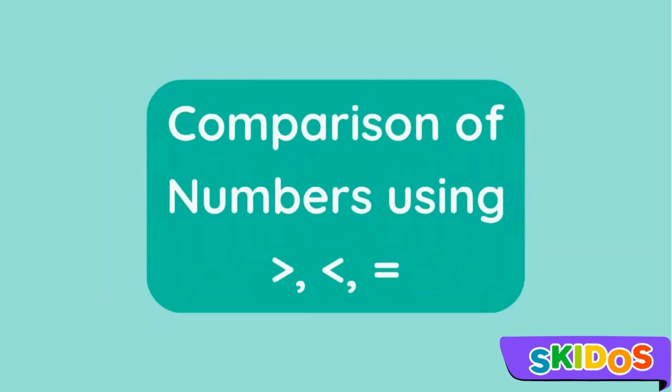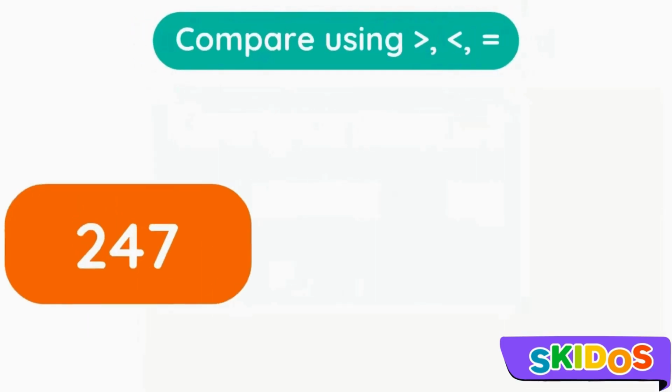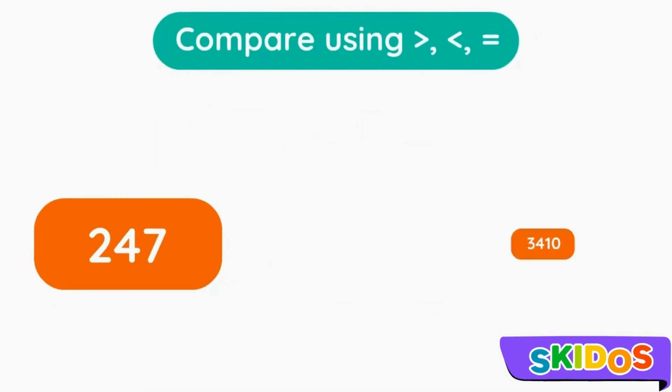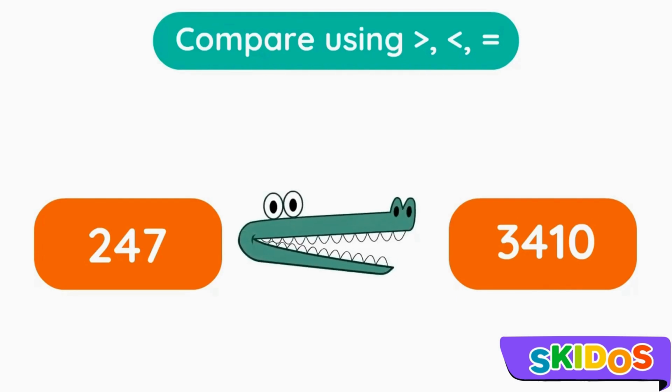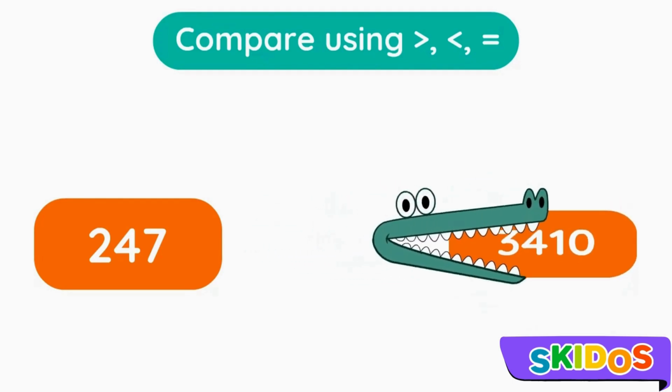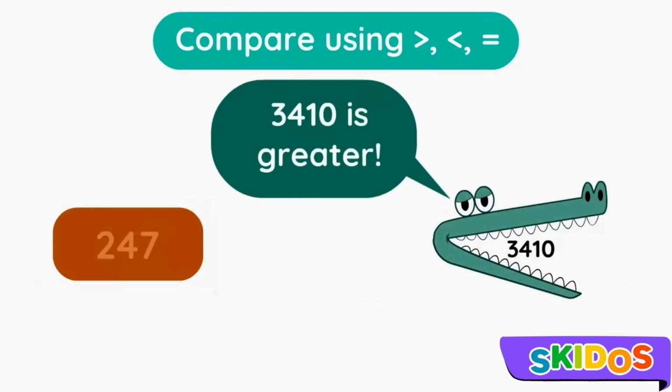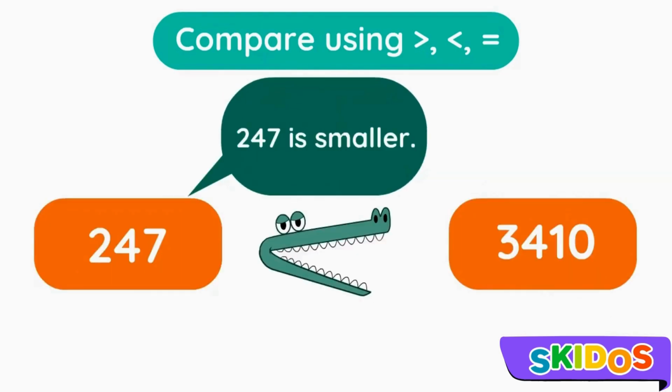Hi there. Let's learn about comparison of numbers using greater than, less than, or equal to sign. 247 is a 3-digit number. 3,410 is a 4-digit number. A number with a greater number of digits is the greater number. So, the alligator eats the number 3,410 as it is greater than 247. Or, 247 is smaller than 3,410.